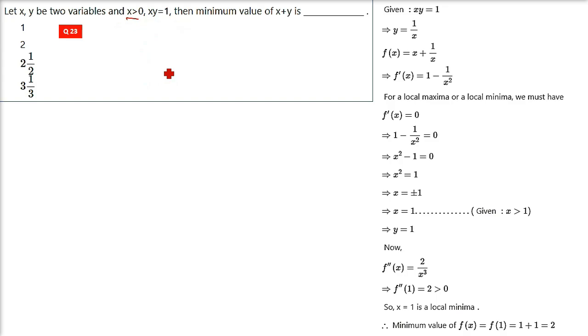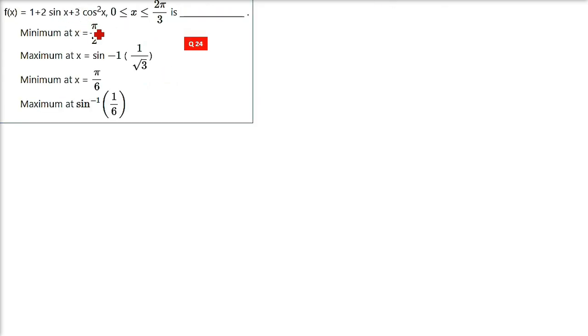Next: 1 plus 2 sin x plus 3 cos square x. This x is between 0 and 2 pi by 3. Please remember, x has to be between 0 and 2 pi by 3. So minimum, maximum, there are 4 options. And at what value? This is the question. The options are x equals pi by 2, or 1 by root 3 sin inverse, pi by 6, or 1 by 6. The start will be the differentiation of the original function.